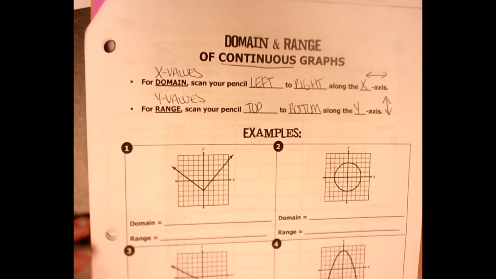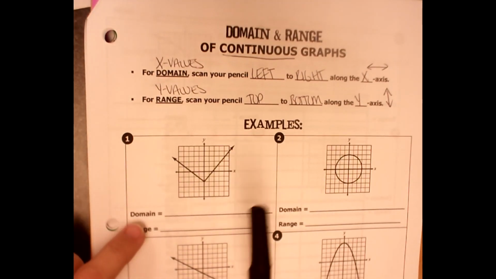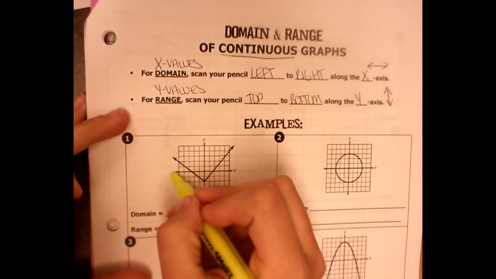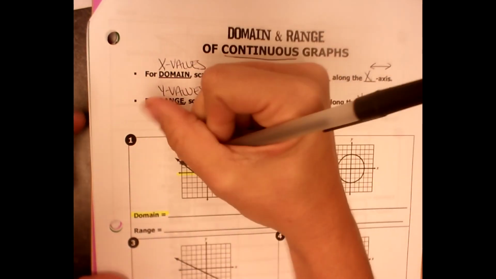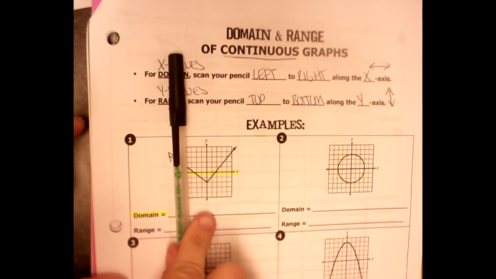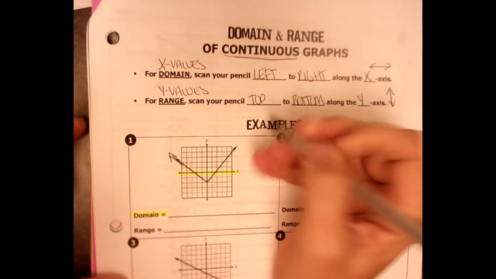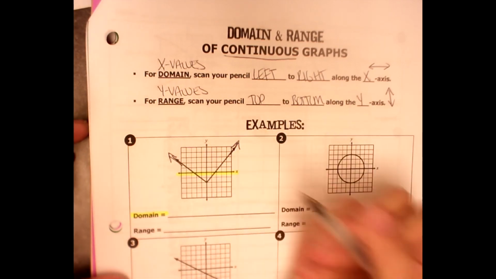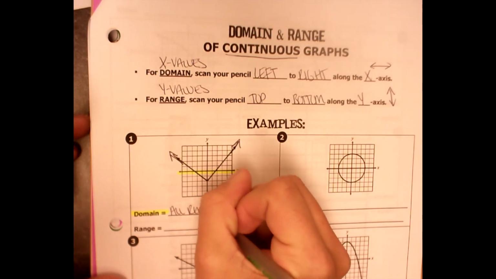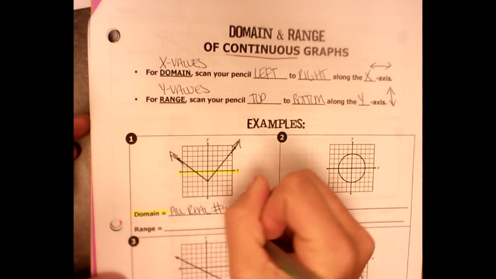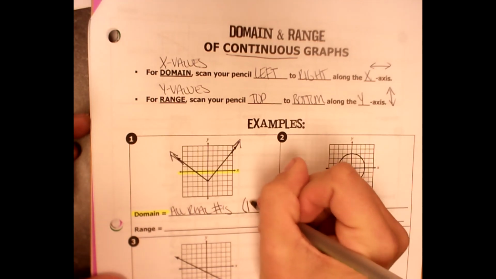So looking at our examples for the first one, if we want to do domain, we're going to look at our x-axis, which runs left to right. So if we're scanning our pen left to right, if you look, there's an arrow, and we continue to the right, there's another arrow. When it goes left to right and there's arrows, that means that we're looking at all real numbers. Or it can be written like that. That's the math notation for all real numbers.